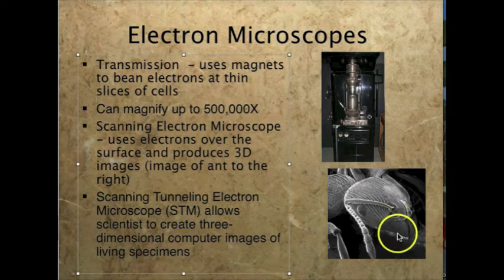So this is a 3D image of an ant, and you can see its little mouth parts right here. You can see its antenna, some of its legs, and all the little detailed ridges on its body. So the last type of microscope is a scanning tunneling electron microscope that allows us to take 3D images of living organisms.